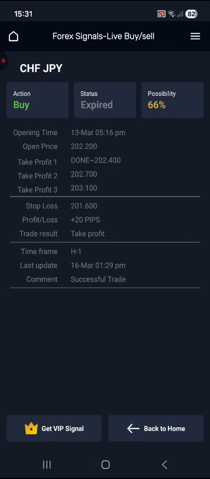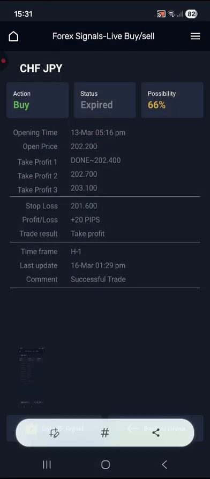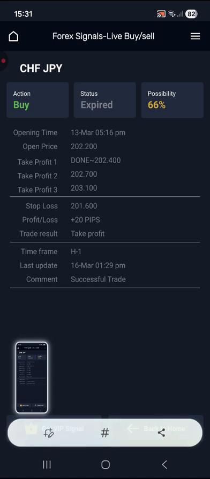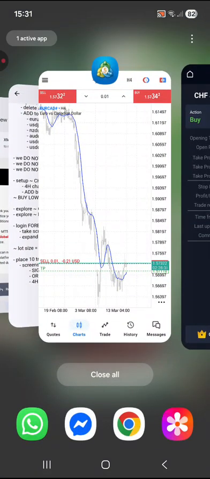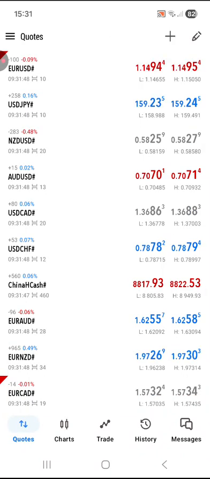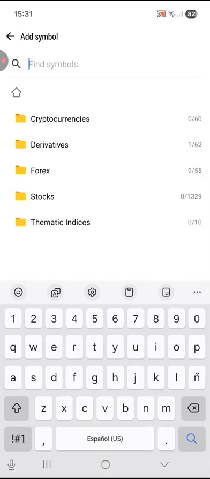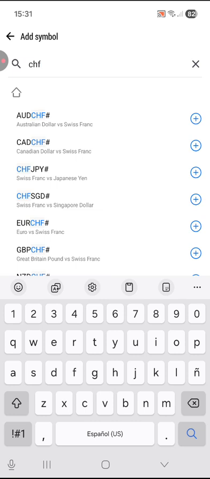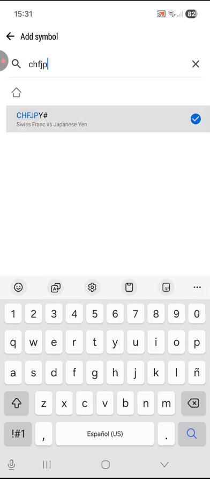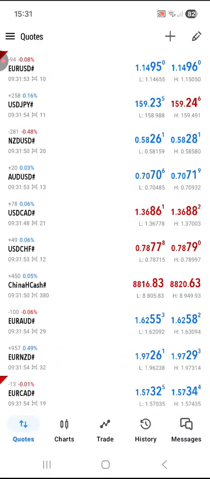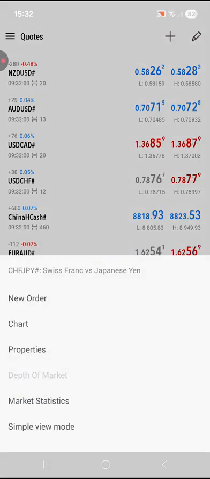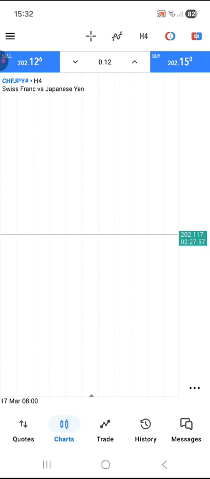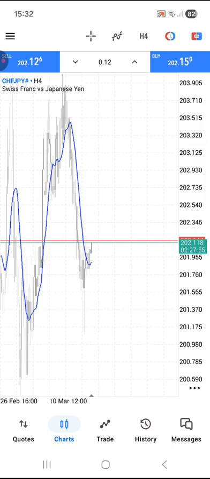CHFJPY. That's a Swiss franc versus Japanese yen. Telling us to buy. So let's go over here. Let's add Swiss franc versus Japanese yen. And there it is at the bottom. We want to select the chart tab, telling us to buy.